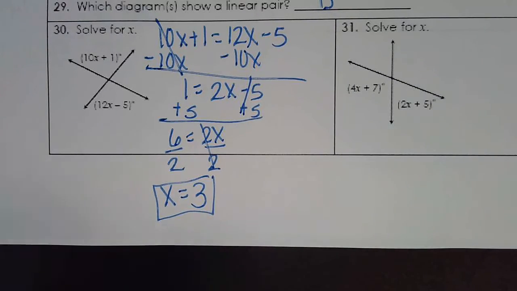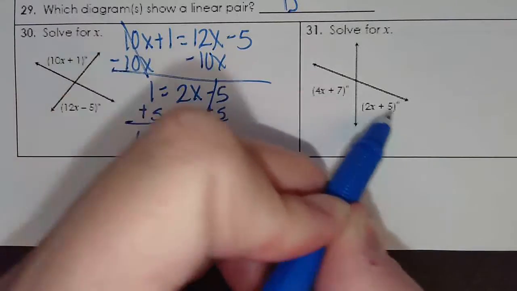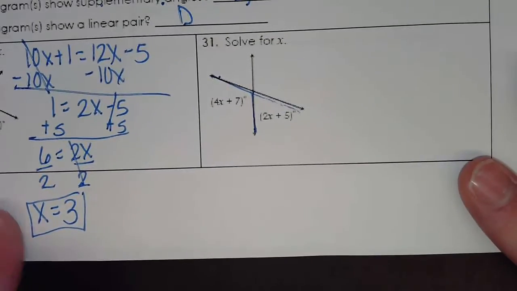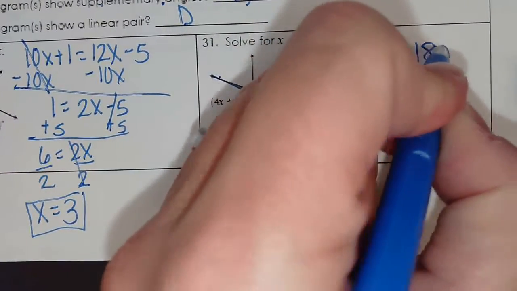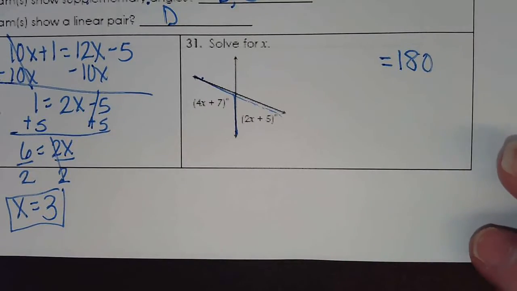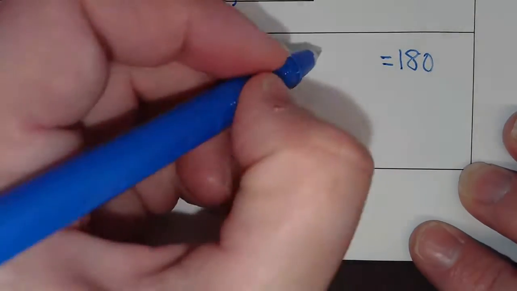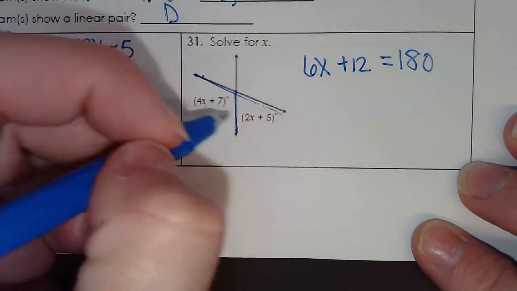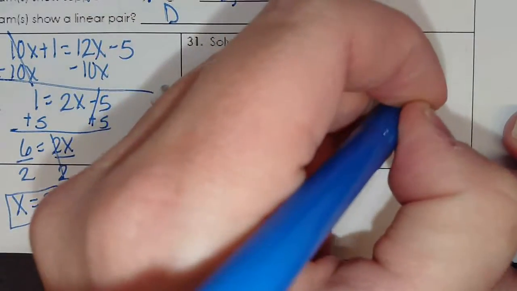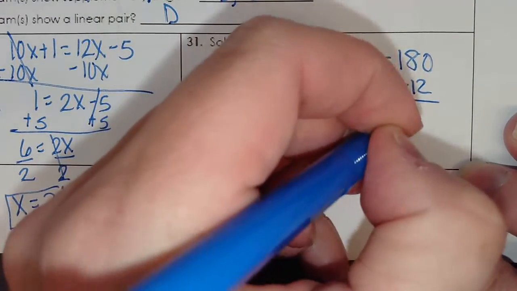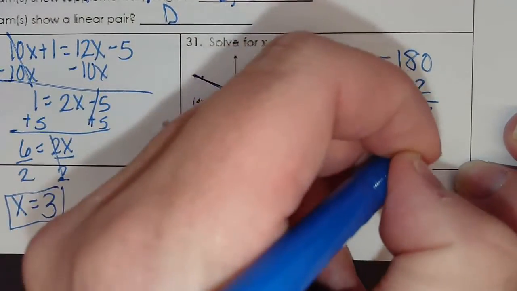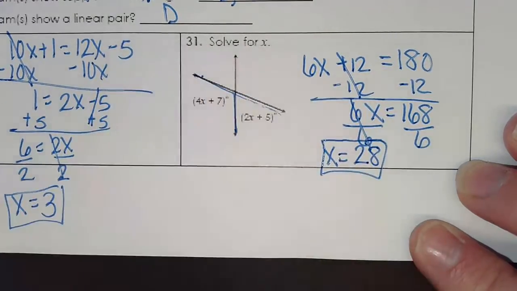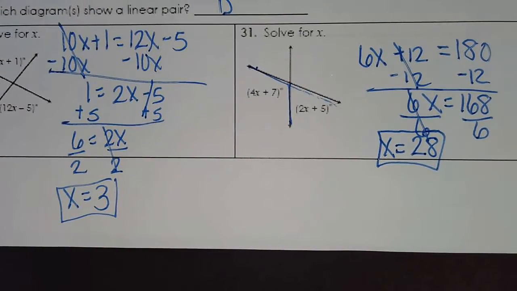31, again, just wants you to solve for x. You have two angles that are right next to each other. They're adjacent. They share a side. And they are along a straight line. So these are supplementary, which means that if you were to add them together, it would equal 180 degrees. So we have 6x plus 12 equals 180, because I just added them together. Subtract 12. 6x equals 168. Divide by 6, and you get x equals 28. Any questions there?